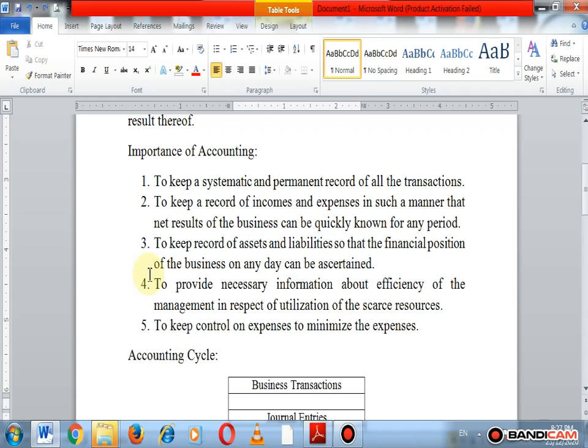Fourth one, to provide necessary information about the efficiency of the management in respect of utilization of scarce resources. And fifth one, to control expenses to minimize the expenses of the business organization.